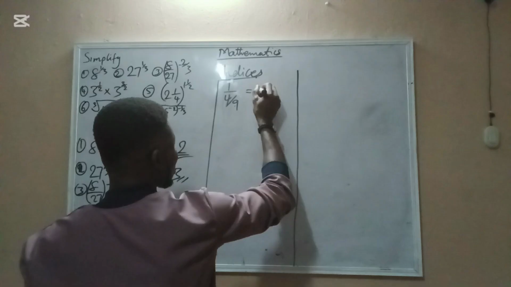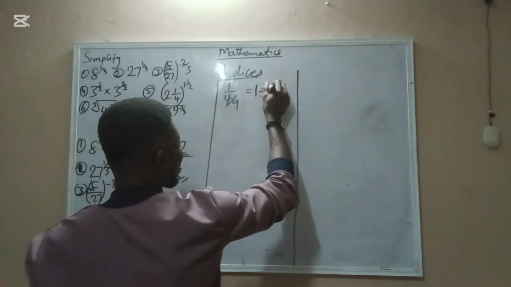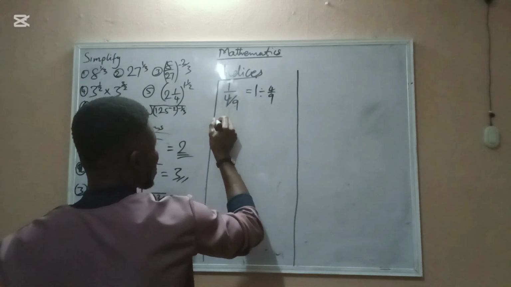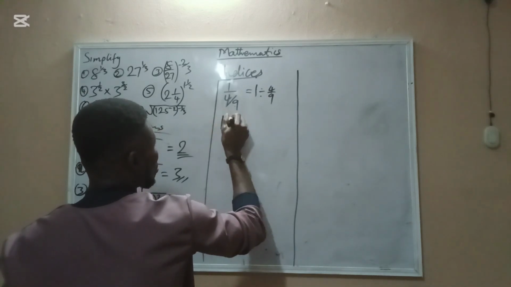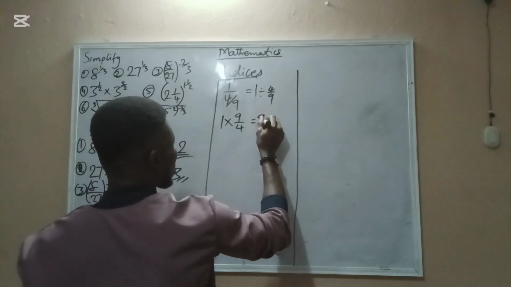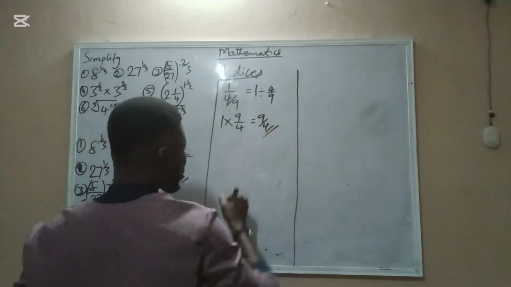But let me just show you. This is 1 divided by 4 over 9, which is the same thing as 1 multiplied by 9 over 4, which is equal to 9 over 4.